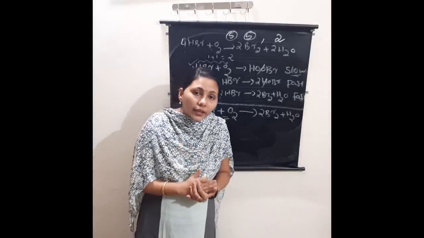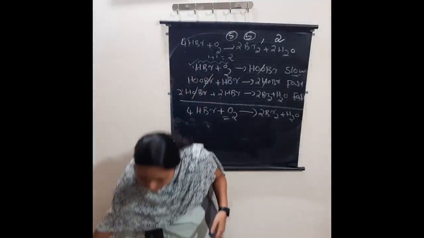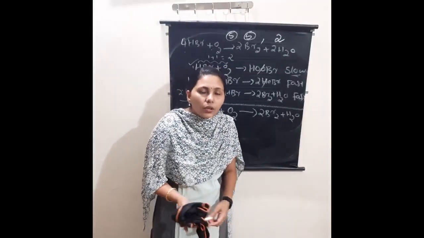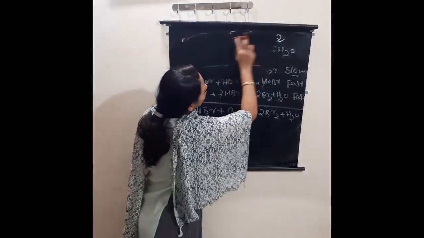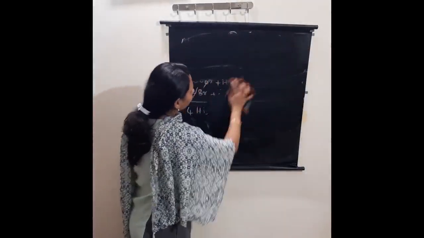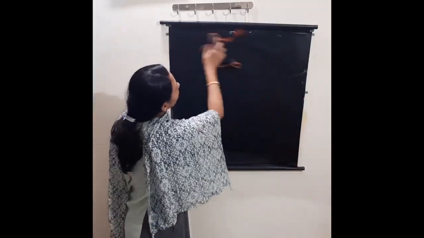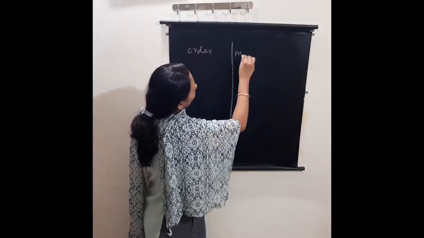Next is the difference between order and molecularity. Okay, I think in the textbook 7 or 8 differences are given. Of those, only a maximum of 3 you have to learn. Okay, what is the difference between order and molecularity? All of you know order, then molecularity.